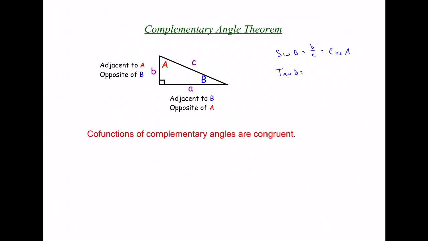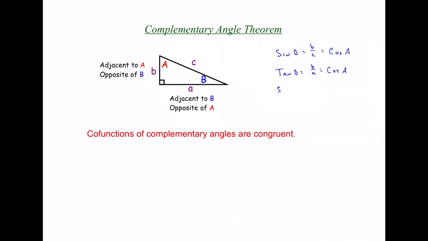So tangent of angle B would be opposite over adjacent, which would be B over A. And so think about what other trig function would give you that same ratio. And it would be cotangent of angle A. So cotangent of A would be adjacent over opposite, which is still B over A.